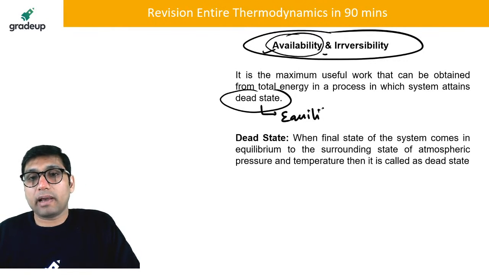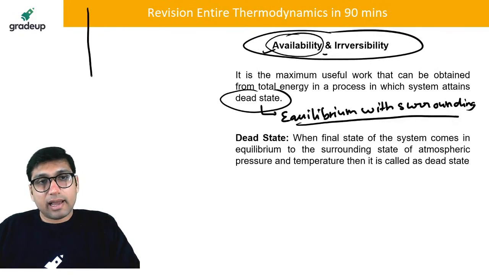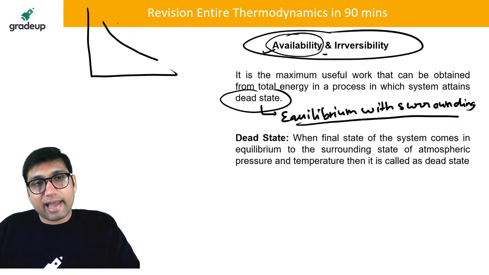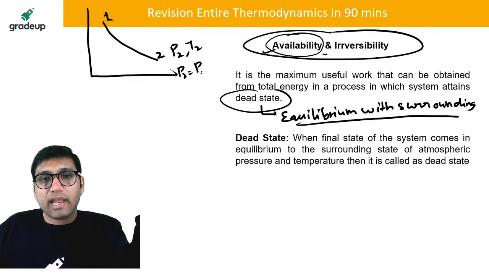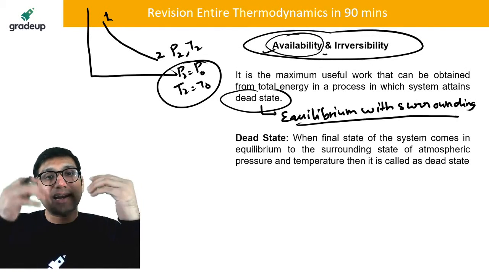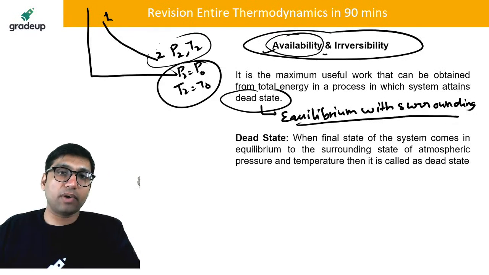In equilibrium with surrounding. When the final state becomes in equilibrium with surrounding, then it is called as dead state. Okay, so if you are undergoing a process, अगर कोई process हो रहा है जिसमें आपकी जो final state है, the final condition of pressure, temperature and all the other properties becomes equal to the surrounding conditions, then that is called dead state. The final state becomes dead state when it becomes equilibrium with surrounding.